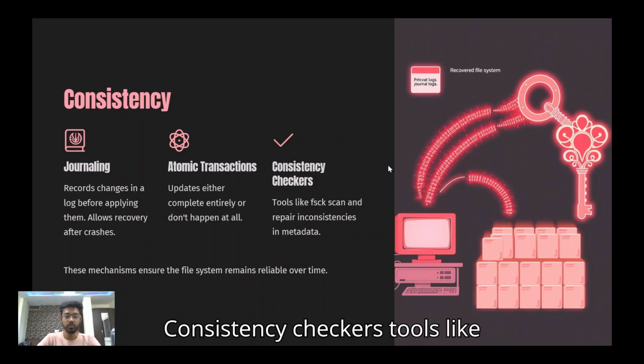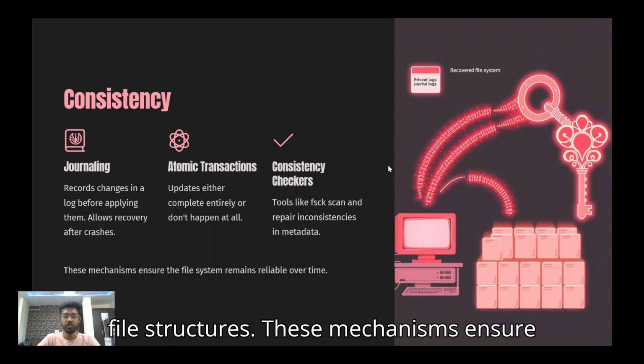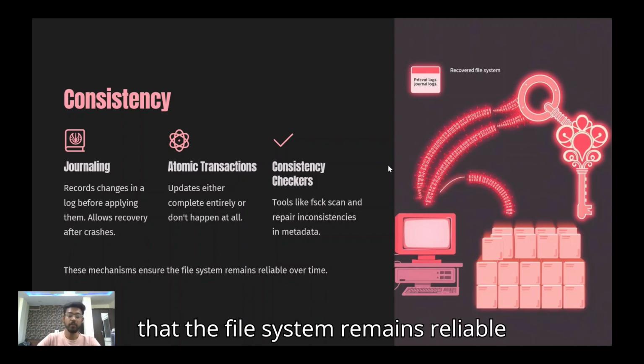Consistency checkers. Tools like FSCK in Unix can scan and repair inconsistencies in metadata and file structures. These mechanisms ensure that the file system remains reliable over time.